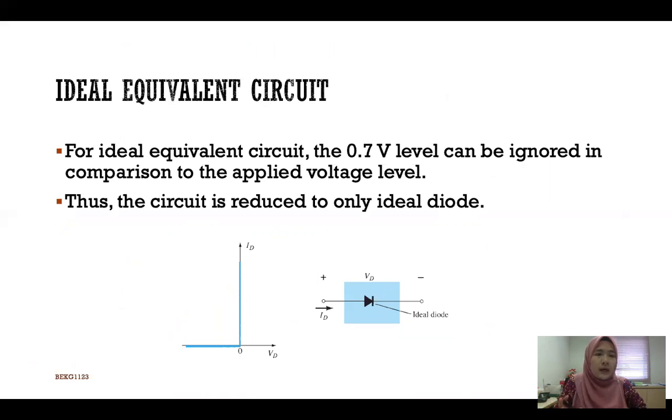For the ideal diode or ideal equivalent circuit, the 0.7 level can be ignored in comparison to the applied voltage level. Thus, the circuit is reduced to only an ideal diode.